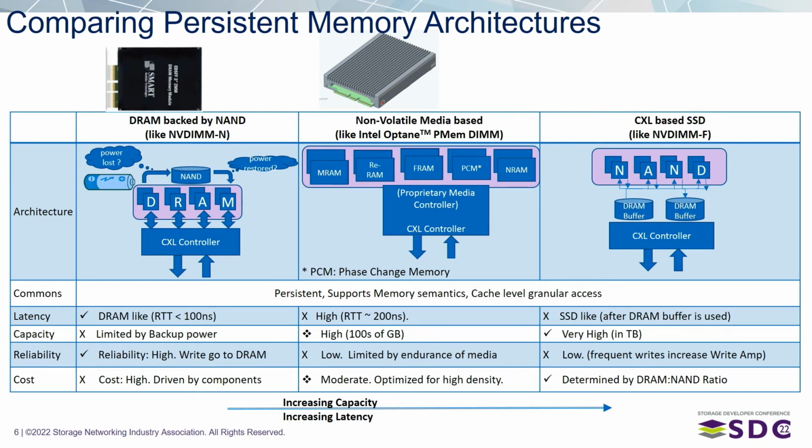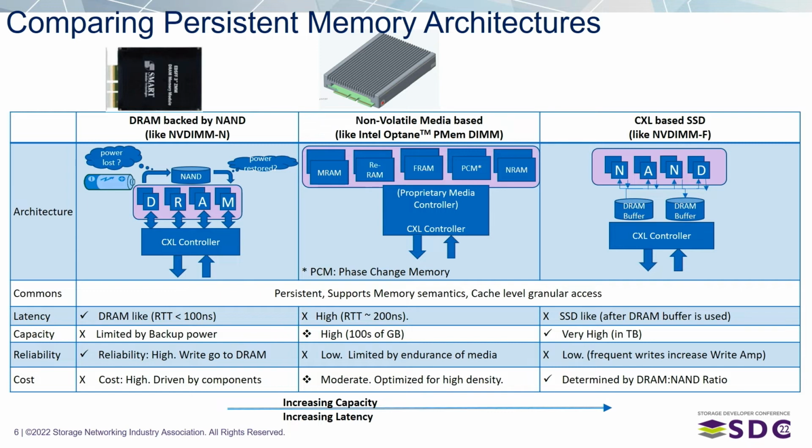Here on the left we have NVDIMM-N, which was DRAM-backed NAND. In the middle we have something like an Optane DIMM, which was non-volatile media-based persistent memory. You have MRAMs, ReRAMs, phase-change memory, and NRAMs. And the third one was CXL-based SSDs, where DRAM was used just as a buffer, but actual data was stored in the NAND. So what are the common features?